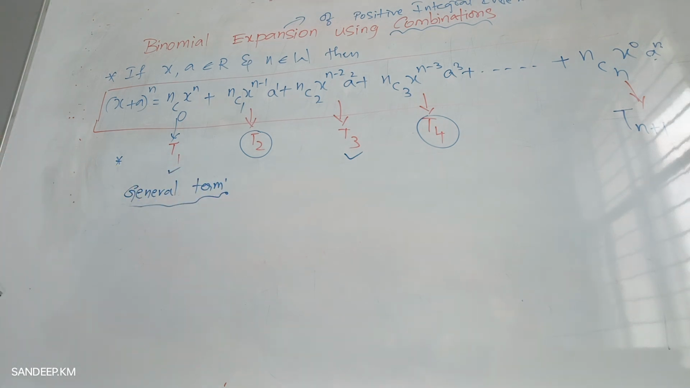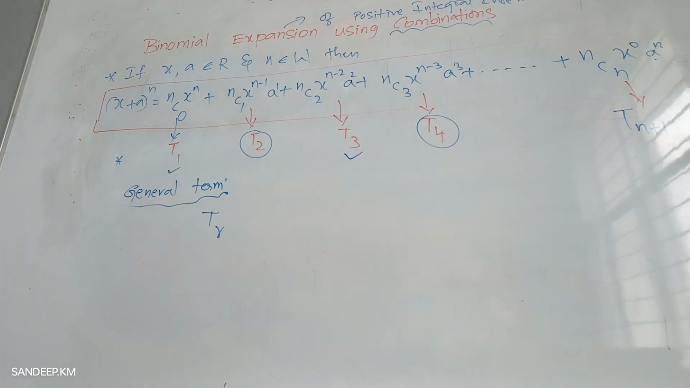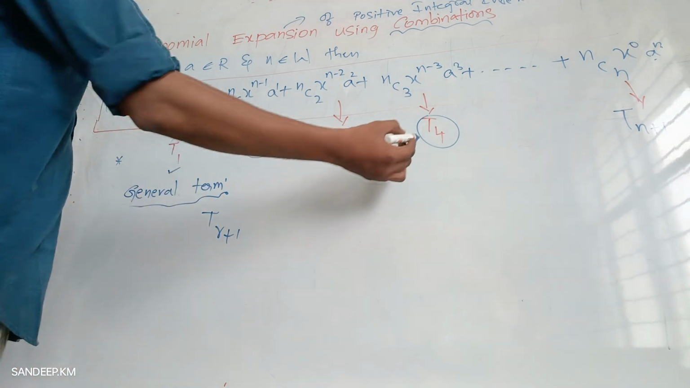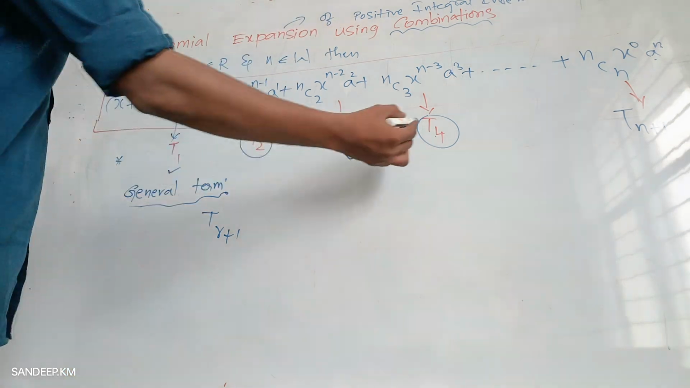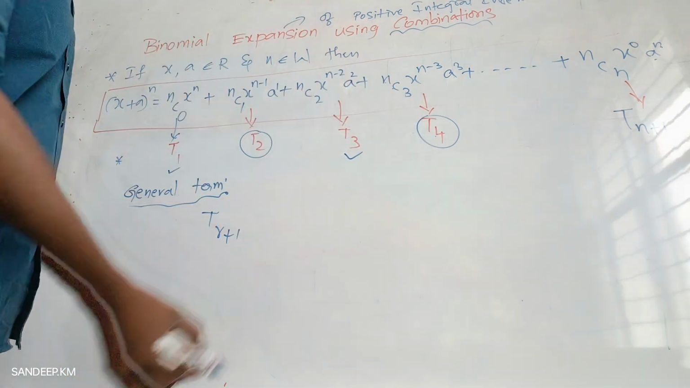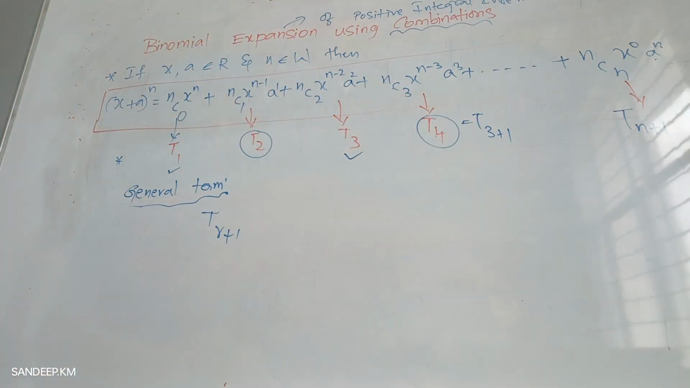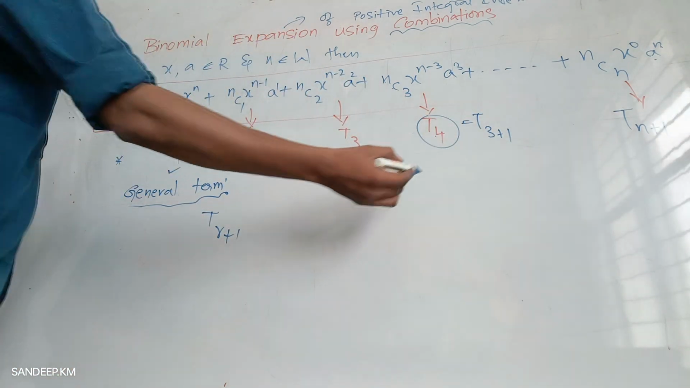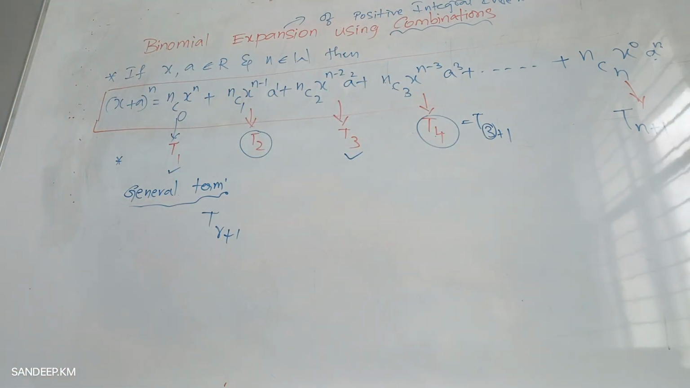Students will make a small mistake. They will write the general term as TR, but it is not actually TR, it is TR plus 1. How to write the general term? Observe this. If it is the fourth term, it is NC3. Correct or not? So remember, the fourth term is nothing but the 3 plus 1th term. So if it is the fourth term, what is the suffix? The suffix is this number. Correct or not?